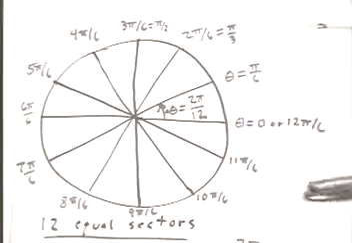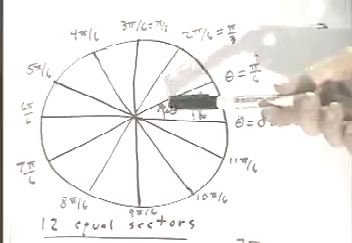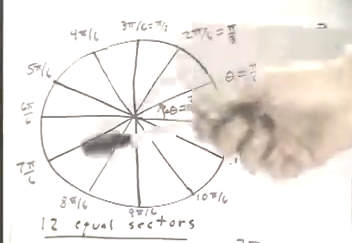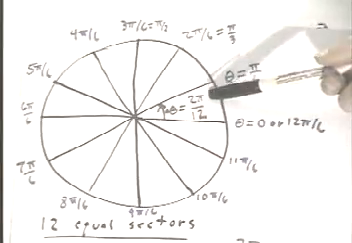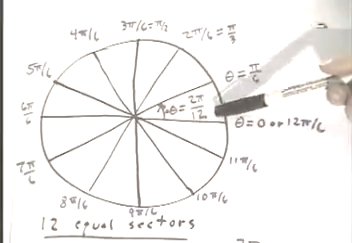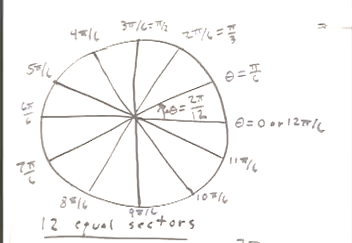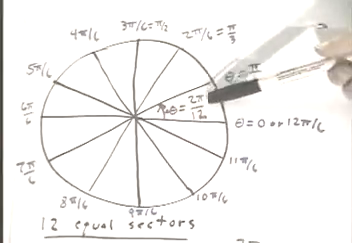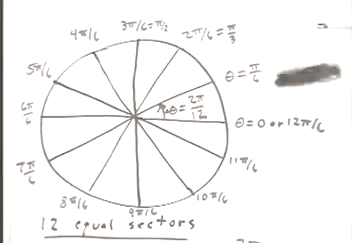Radians are the most natural unit for angles, and that's what we're going to use. So if we divide the circle again into 12 equal sectors, each has an angle of 2 pi divided by 12, the 2 pi of the circle divided by the 12 sectors into which we're dividing it. Now, of course, 2 pi over 12 reduces to pi over 6.